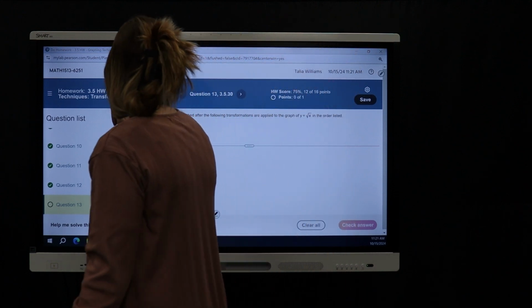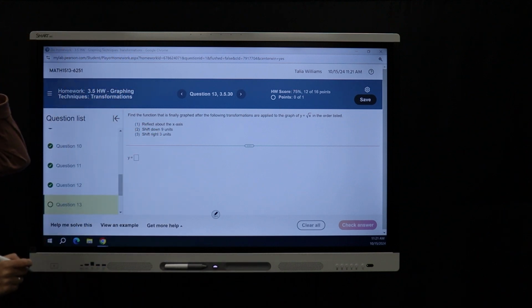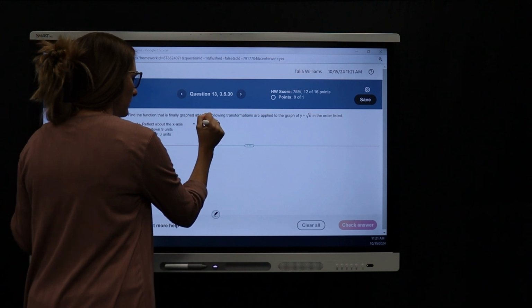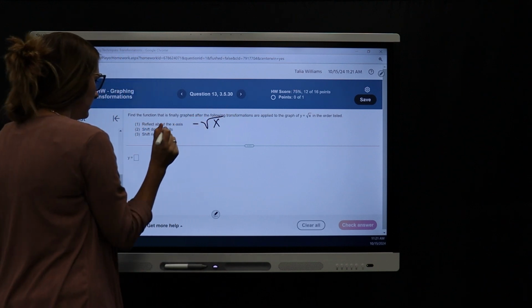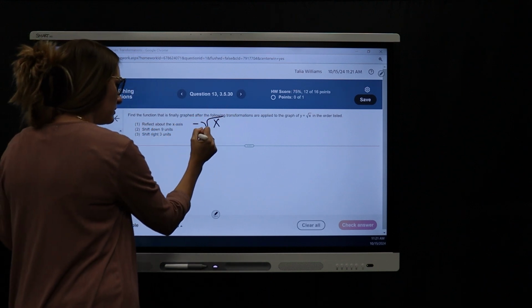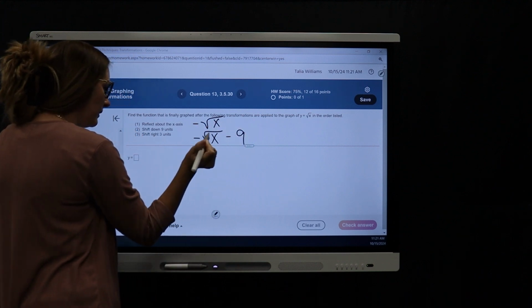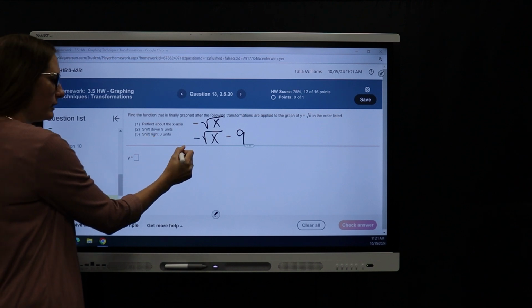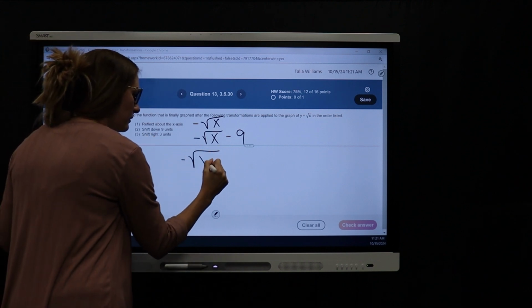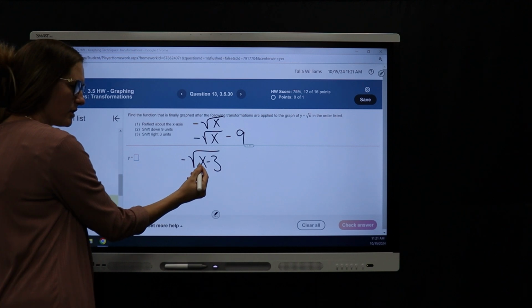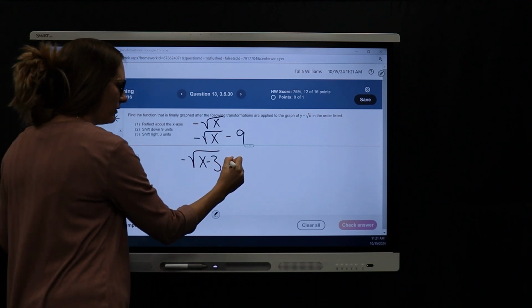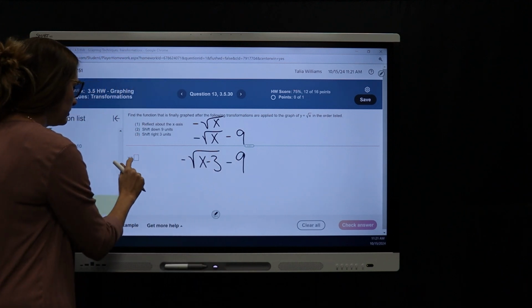Remember just to do these in order. So this one's different. It's the square root of x. They want us to reflect about the x-axis first. Then they want us to shift down 9 units, so it'd be negative square root of x, subtract 9, and then they want us to shift right 3 units. And remember it's opposite, so right is negative, because if we solve for it, it would change that.